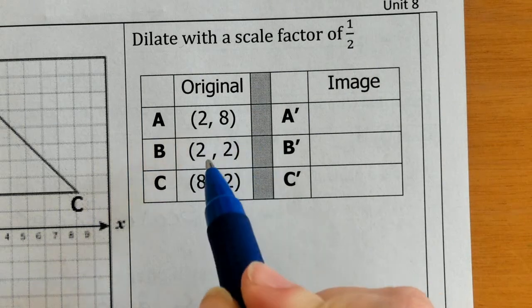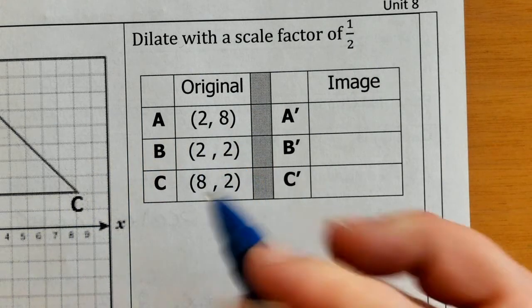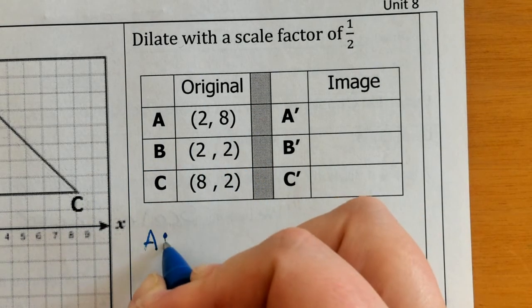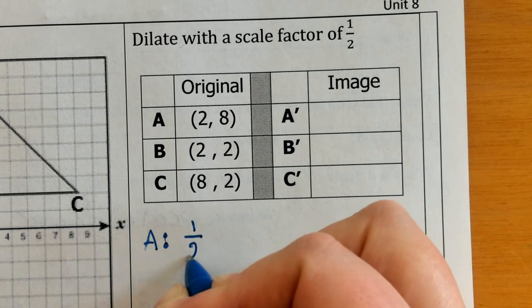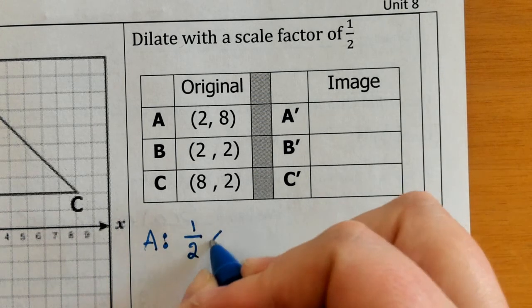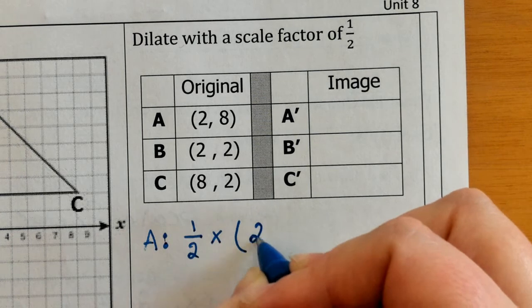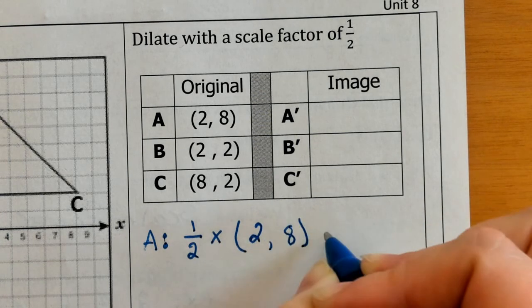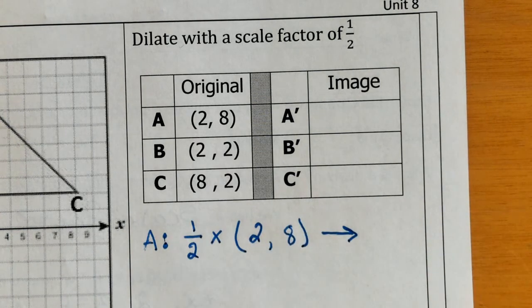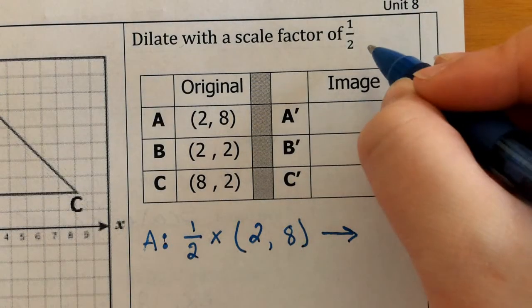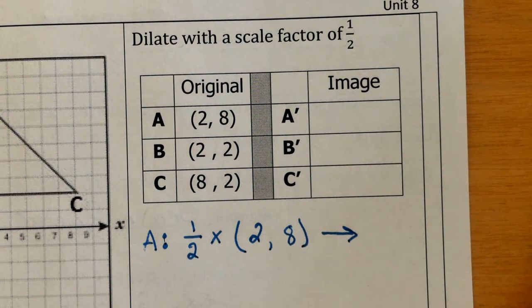We start with 2, 8, 2, 2, 8, 2. And so again, I'll show you right here. Now we're doing the same thing, but our scale factor is 1/2. We're multiplying both the x and the y values by that 1/2. Now, if you want to use 0.5 instead of 1/2, that's okay, that's fine. They equal the same thing.